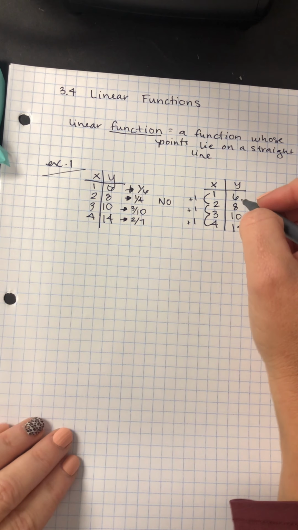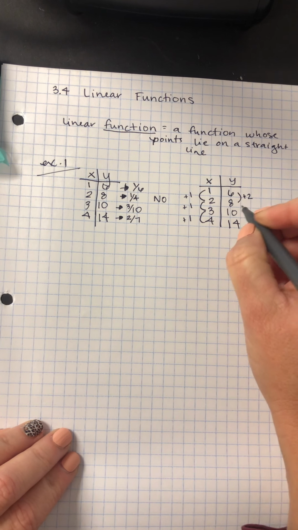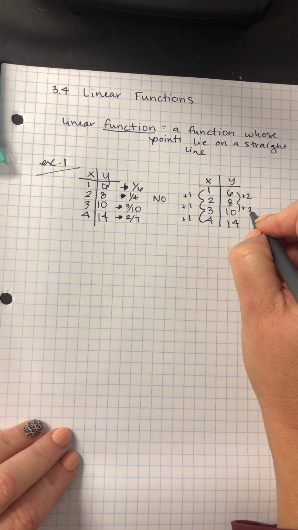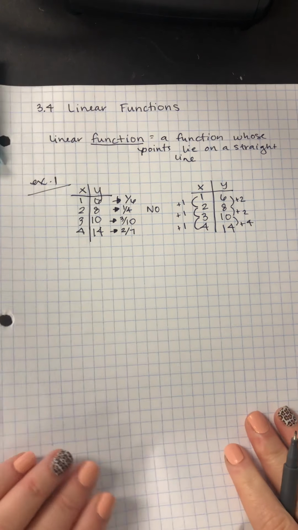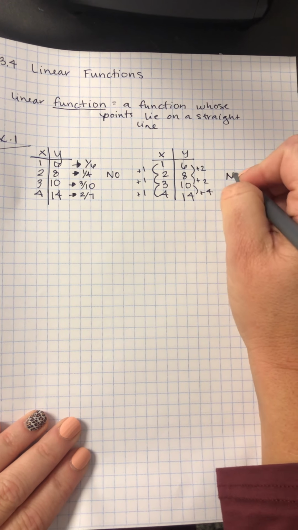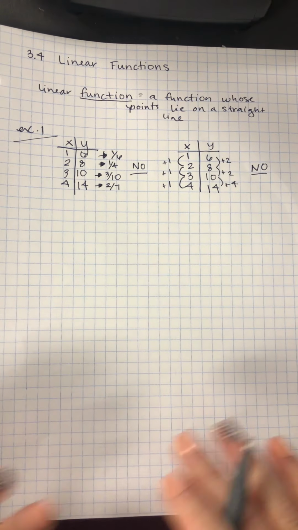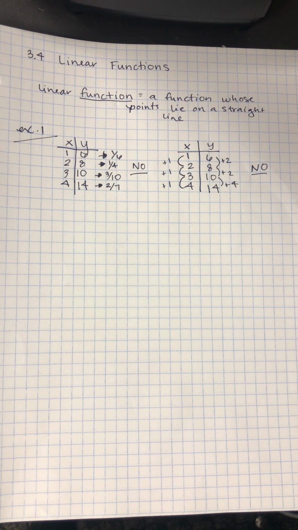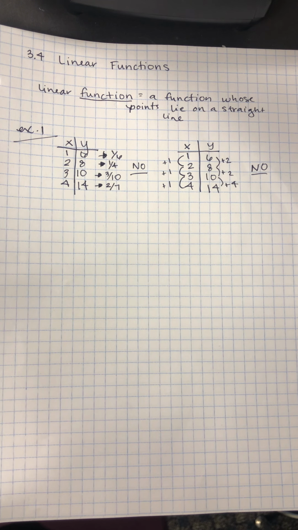So now we're going to do the same thing on the other side. The difference between 6 and 8 is a +2. From 8 to 10 is a +2. From 10 to 14 is a +4. So those were not the same, which means the answer is also, again, no. Not proportional, not a linear function. It's not going to be a straight line. So whichever one you like better is fine with me. Just trying to give you options.